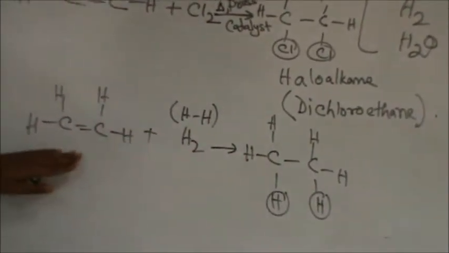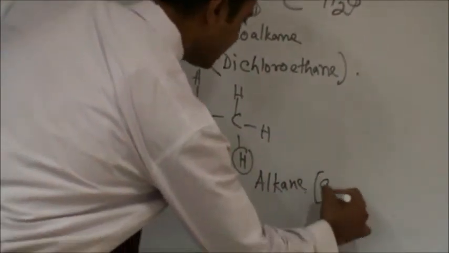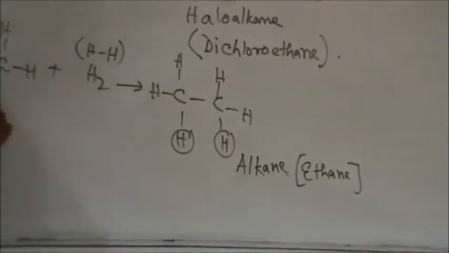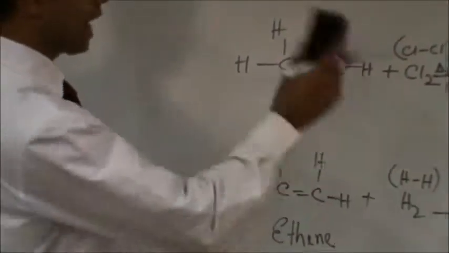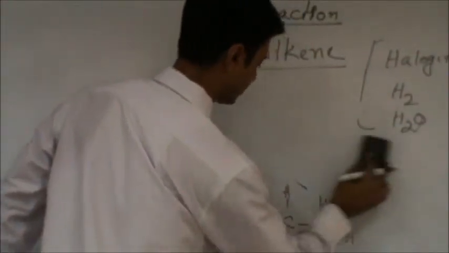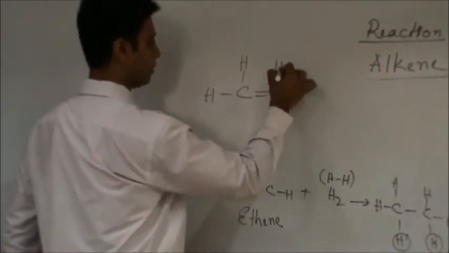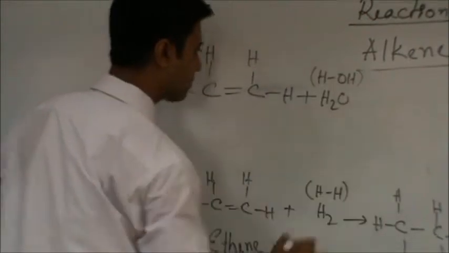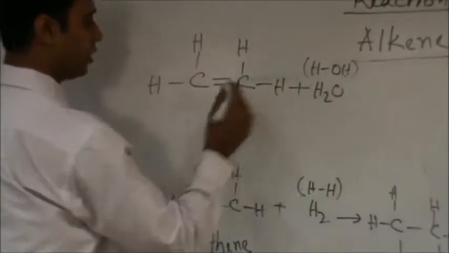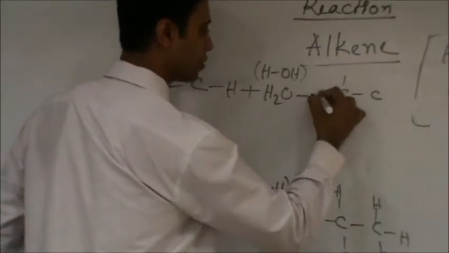Adding hydrogen to an alkene gives you an alkane. In this case, it is ethane produced from ethene. Now let us try to add water to an alkene. Let us take ethene once again and try to add water, which is essentially H and OH. We have to add H and OH to the 2 carbon atoms sharing the double bond, giving rise to this structure.